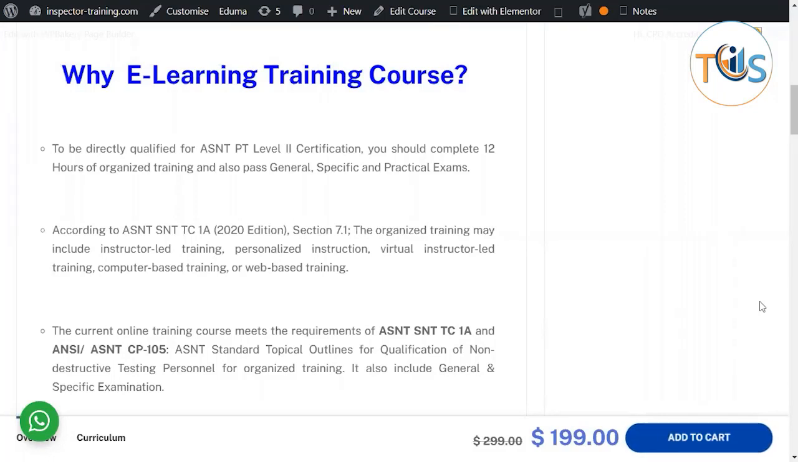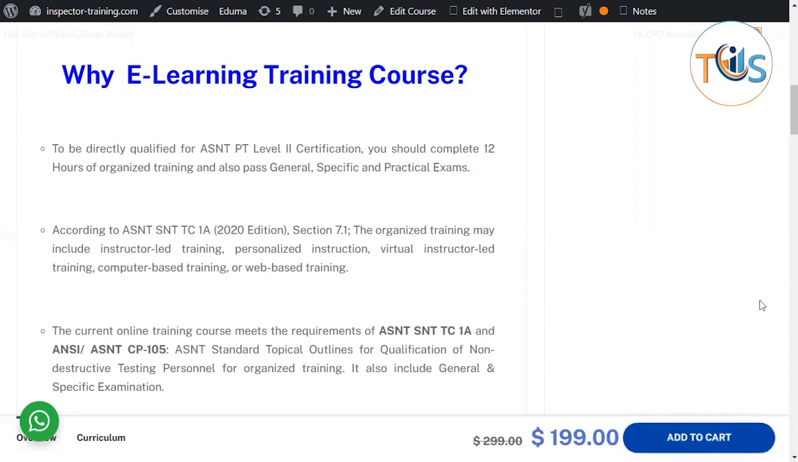If you go directly to the conventional classroom training, according to ASNT PT Level 2 certification, you should complete a minimum of 12 hours of organized training, and also pass general, specific and practical exams. But according to ASNT SNT-TC-1A section 7.1, this organized training can be instructor-led, personalized, virtual instructor-led, computer-based training, or web-based training, and hence this online training course.